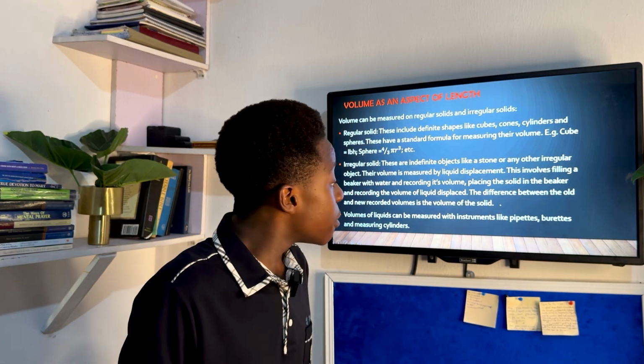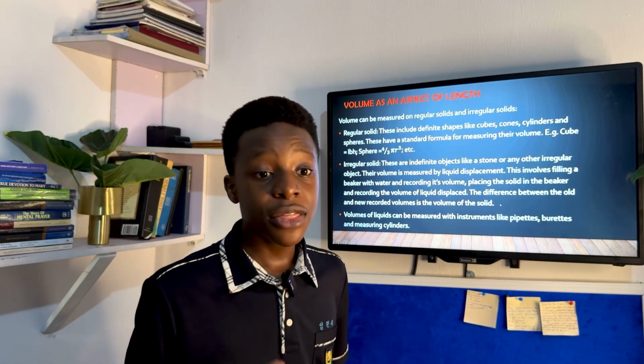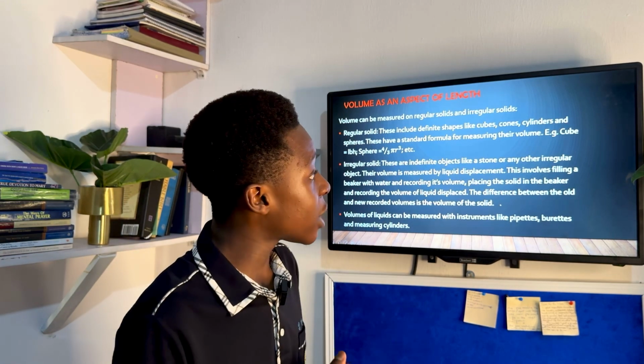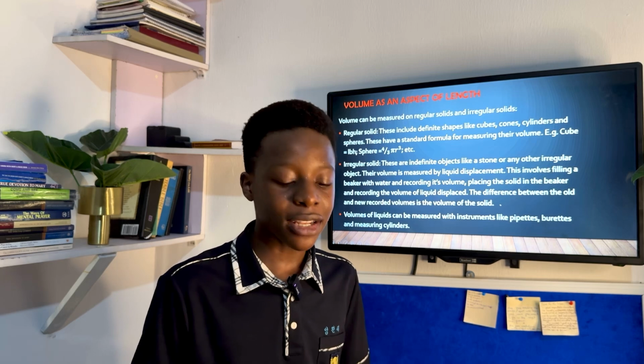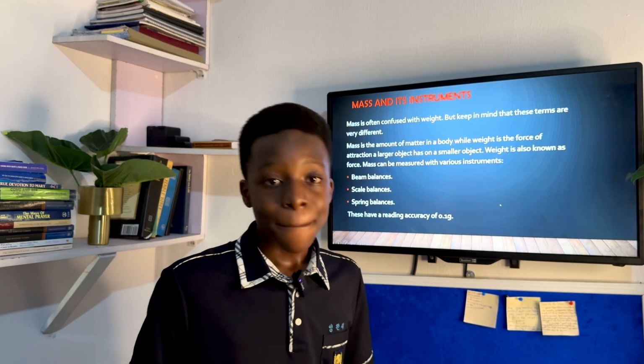Volumes of liquids can be measured with instruments like pipettes, burettes, and measuring cylinders. These are instruments used in the laboratory for titration of acids and bases. I don't have the picture of them right now, but we'll get deeper into them as I get into chemistry, because they have a lot of that in chemistry, especially when it comes to titrations.